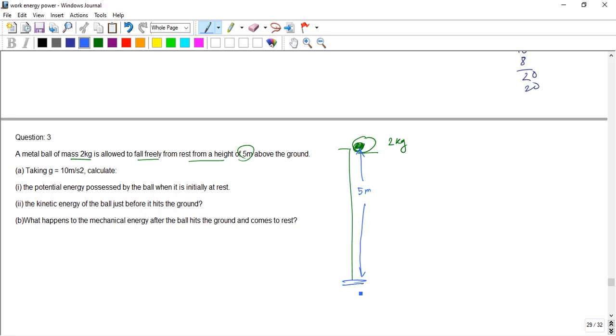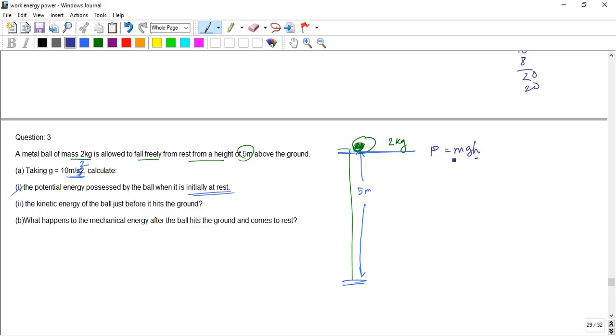That height is 5 meters. g is also given here, 10 meters per second squared. First we calculate the potential energy possessed by the ball when it is initially at rest at the top of the building. That is also equal to the kinetic energy at the bottom, but here we do not know the velocity.